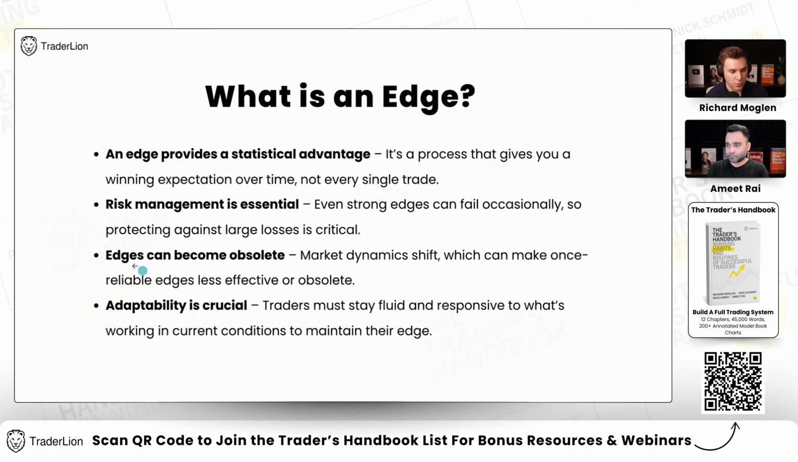Next, and this is also a really important point, edges can become obsolete. Market dynamics shift, which can make once reliable edges less effective or obsolete. And importantly, it's not just a negative. As market dynamics shift, there are actually new edges that come into play. For instance, before, there were regulatory things with earnings reports, and stuff would just come out naturally. Now we've got these gaps that we can actually take advantage of in the markets because of how market dynamics shift and changes in regulations over time.